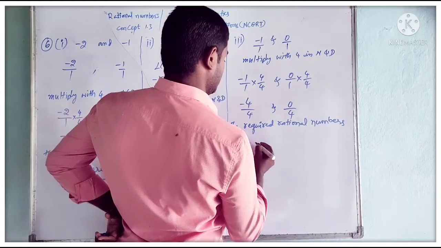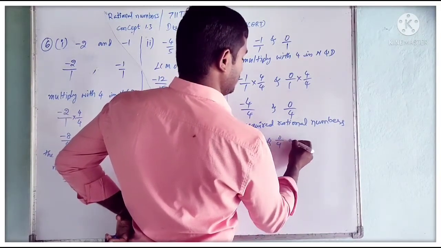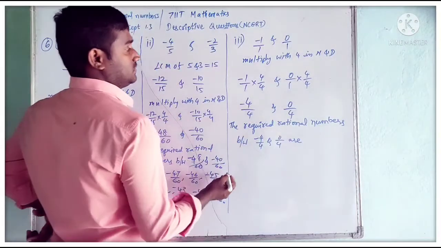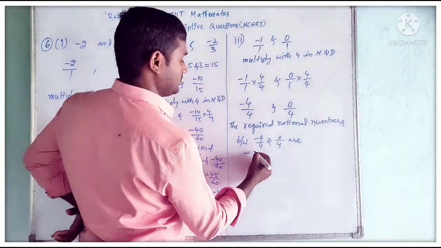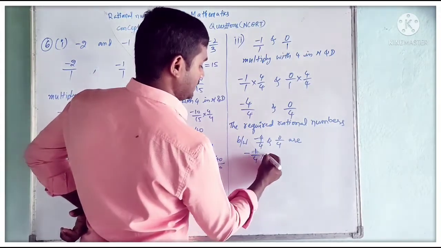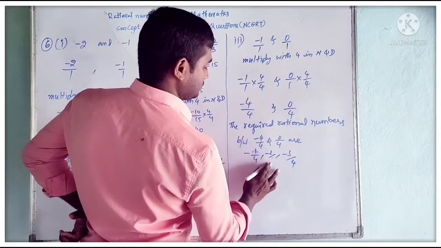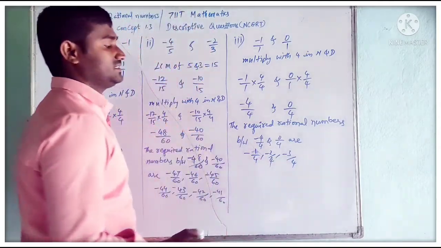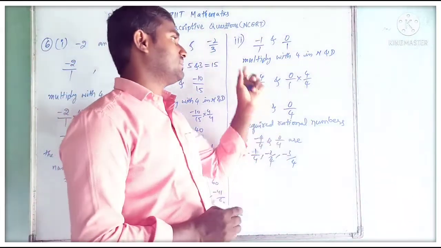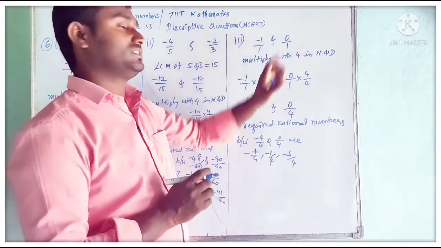The required rational numbers between minus 4 by 4 and 0 by 4 are minus 1 by 4, minus 2 by 4, minus 3 by 4. Okay, these are the required three rational numbers between minus 1 and 0.